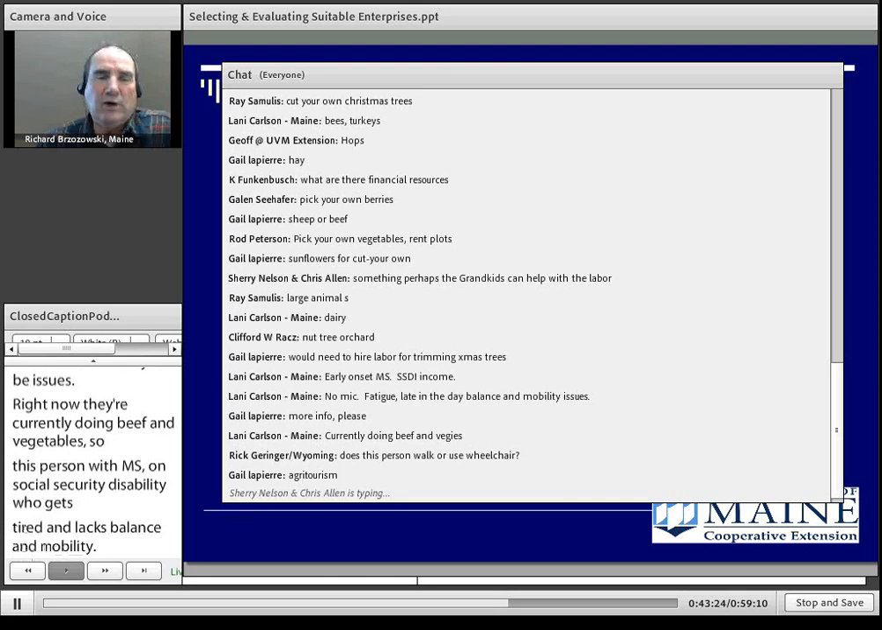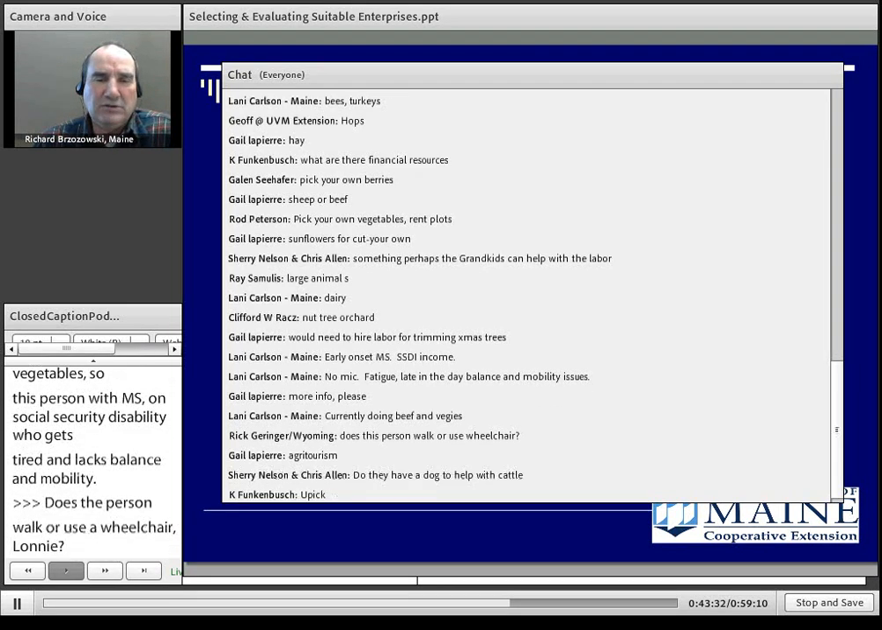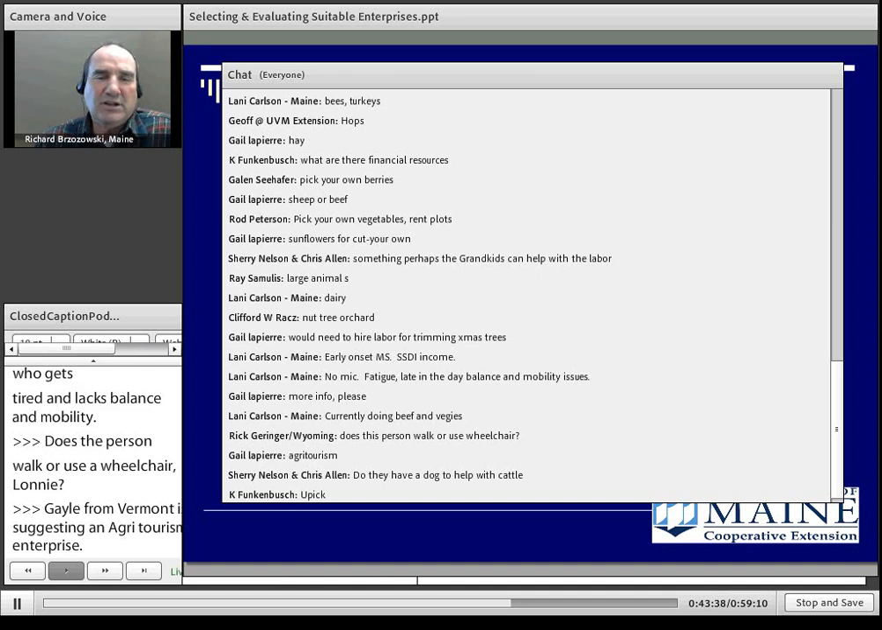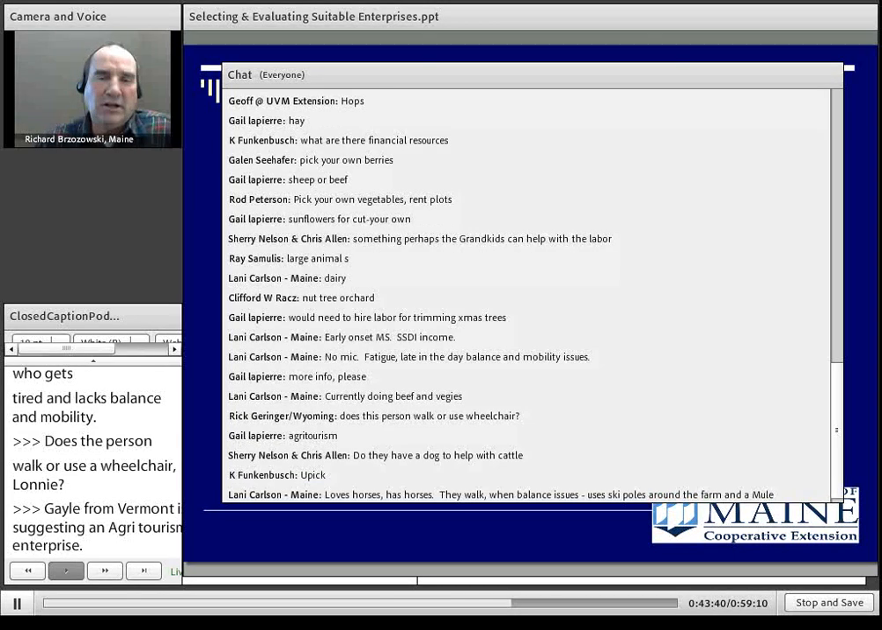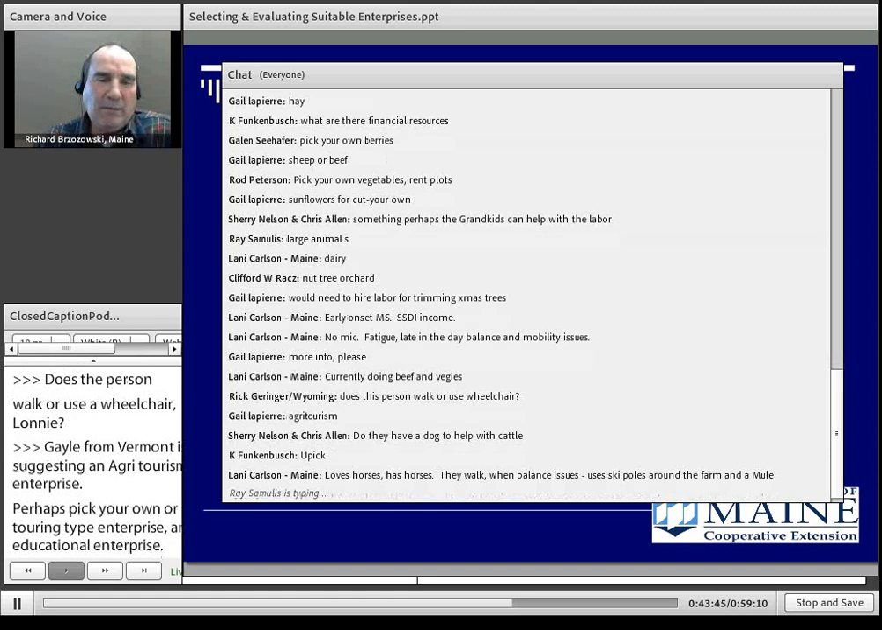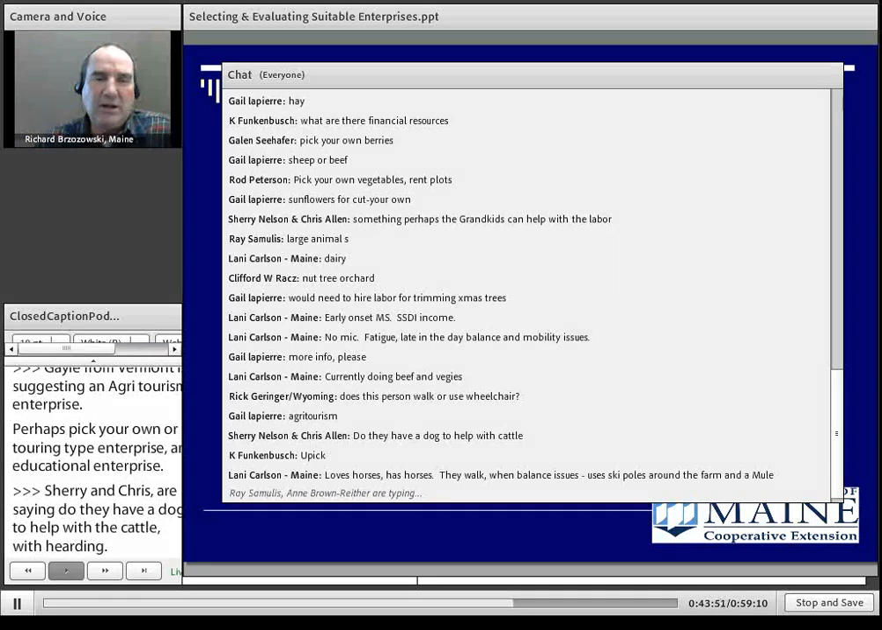Gail from Vermont is suggesting an agritourism enterprise, perhaps a pick your own or a touring type of enterprise, an educational enterprise. Sherry and Chris are saying, do they have a dog to help with the cattle, that's herding? Karen from Missouri is saying, how about a U-Pick operation where you don't have the labor, your customers are the labor? Okay, back to Lonnie. She's given some more information.